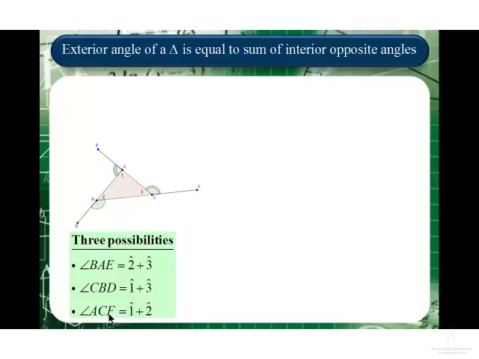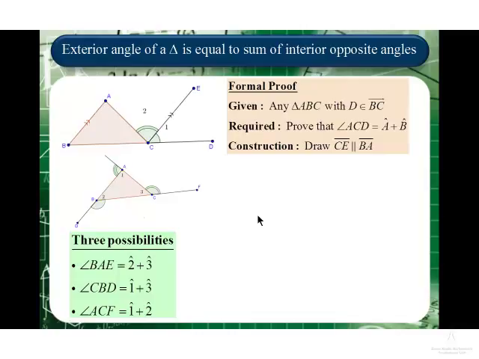The third possibility is, of course, if we look at the exterior angle defined as ACF. Now let's have a look. ACF, this is this particular one, the exterior angle for the triangle. This again must be the same as the sum of the opposite interior angles, namely angle 1 plus angle 2. And this is our third possibility. So the proof that we will give now, a formal proof, will prove one such case, but the same proof of course holds for the other two cases as well. So let's have a look at the formal proof of such a case.